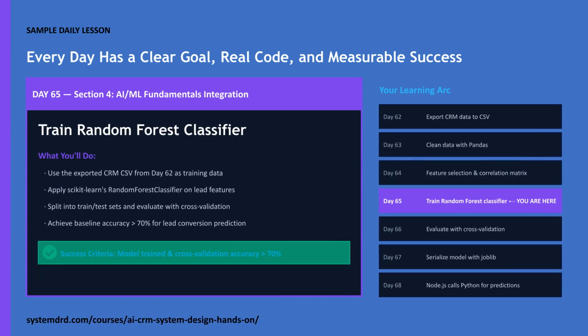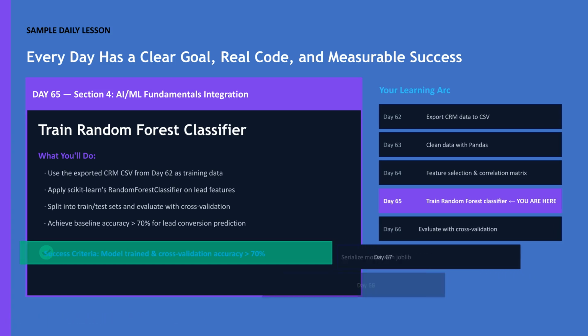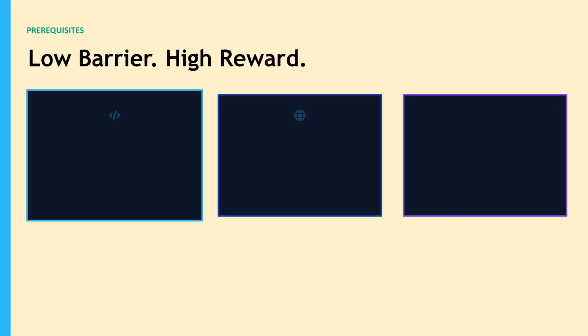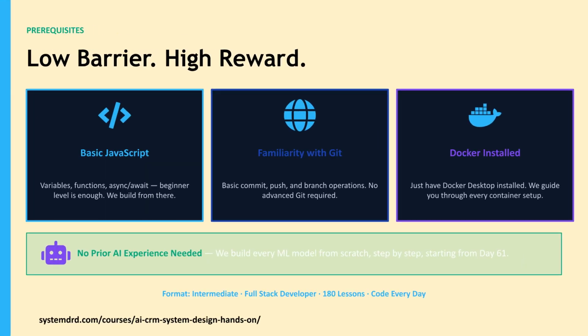For example, Day 65 focuses on training a random forest classifier. You'll use exported data, apply scikit-learn, and the success criteria is achieving a cross-validation accuracy greater than 70%. The barrier to entry is low, but the reward is high.